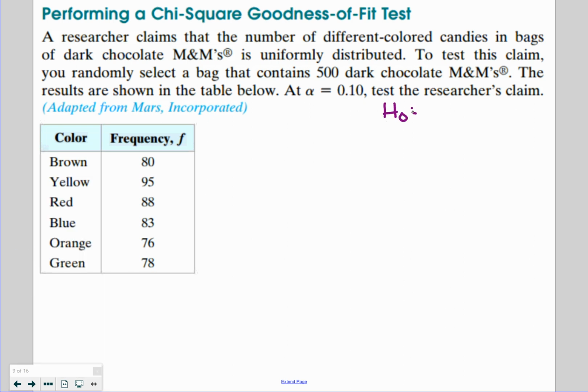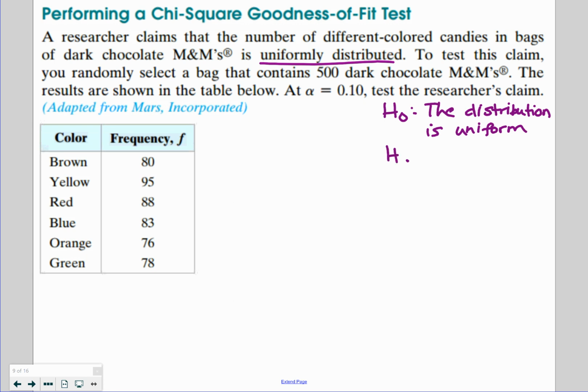I'm going to start with my null. Remember, the null is that the distribution in this bag of 500 M&Ms fits the expectation of what the distribution should be. And the expectation here is that the M&M colors will be uniformly distributed, which means there's going to be the same number of each color, okay? So however you want to word that, I'm just going to say the distribution is uniform of colors of M&Ms in the bag, however you want to say that, okay?